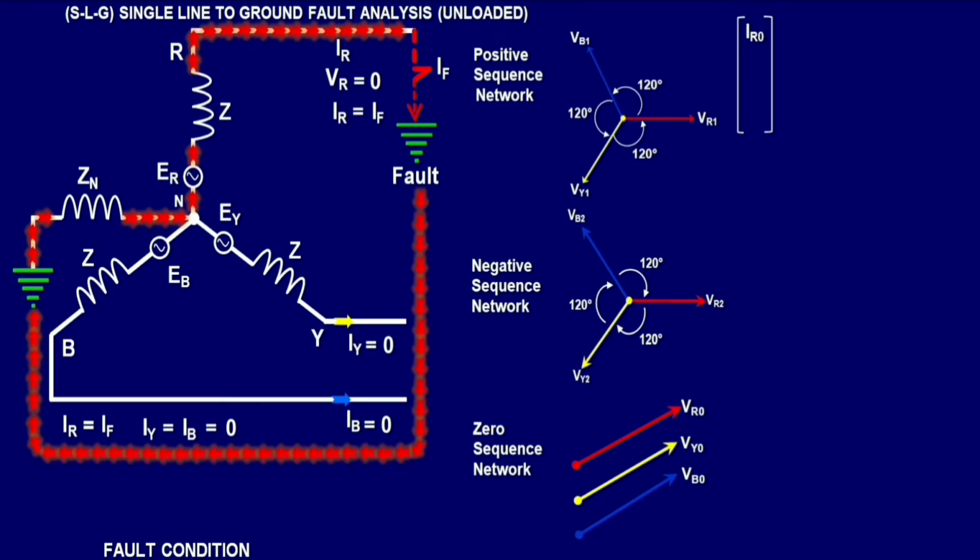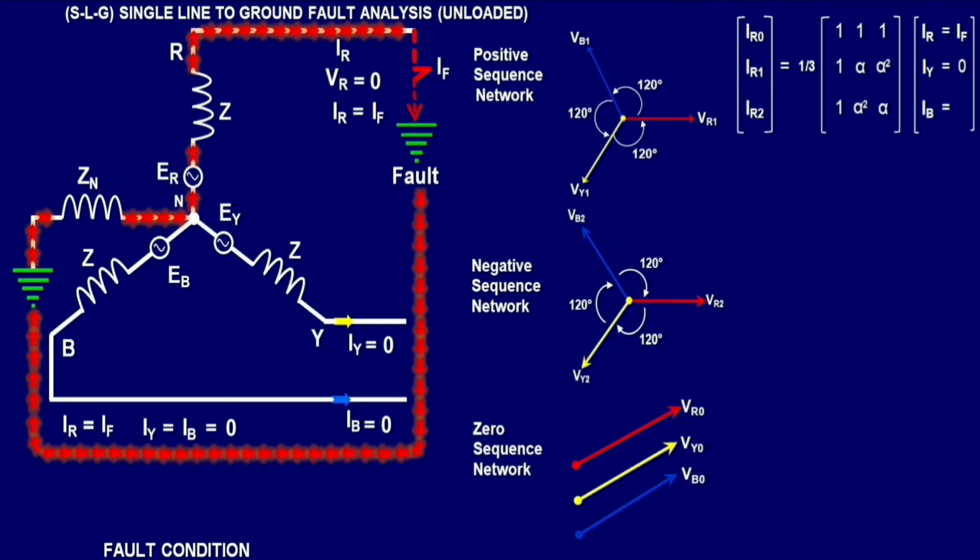IR0, IR1, IR2 equal 1 by 3. The magnitude of zero sequence is 1, 1, 1. The positive sequence for IR1 is 1, alpha, alpha square. The negative sequence for IR2 is 1, alpha square, alpha. The line current IR is equal to the fault current IF. The line current IY is equal to 0. The line current IB is equal to 0.